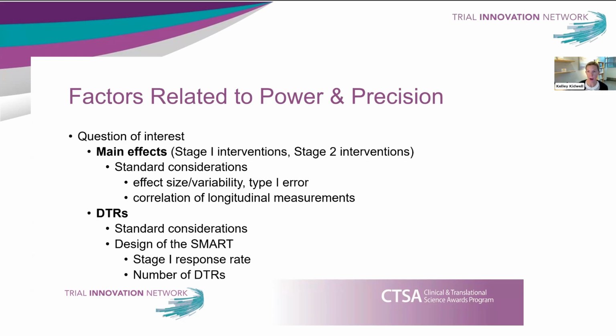And in that case, the power or precision of the effects is really similar to a standard trial, and it's dependent upon your outcome type, your effect size, the variability, the type 1 error. And if you have longitudinal data, the correlation between those longitudinal measurements. Of course, if you're also controlling for baseline, that can help with the precision as well.